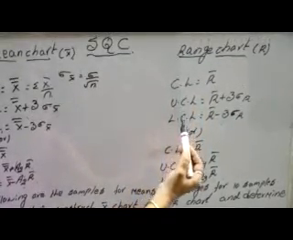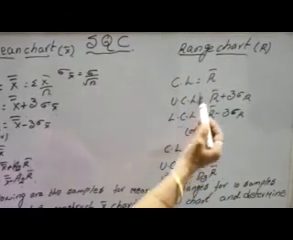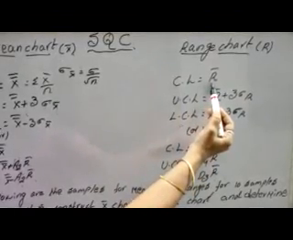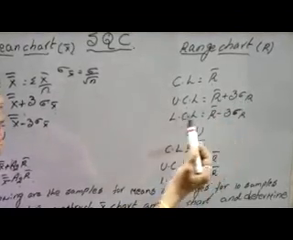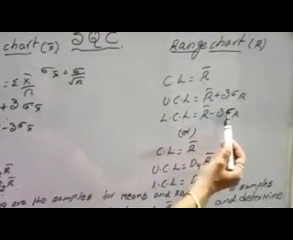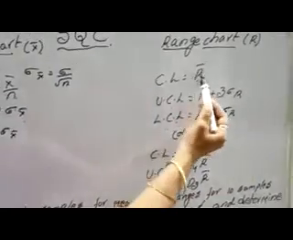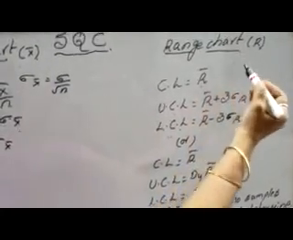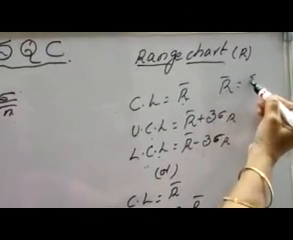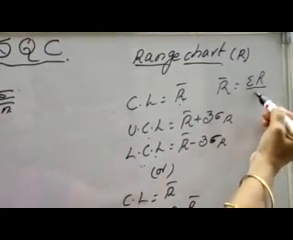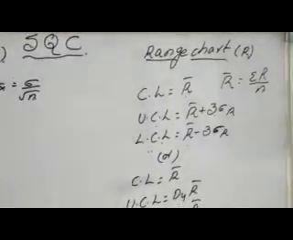control limit, upper control limit and lower control limit. The central line is represented with R bar, the upper control limit is R bar plus 3 sigma R, and the lower control limit is R bar minus 3 sigma R. Here we are calling it R bar. R bar is the average range of the given values. That can be found by sigma R by the total number of samples.